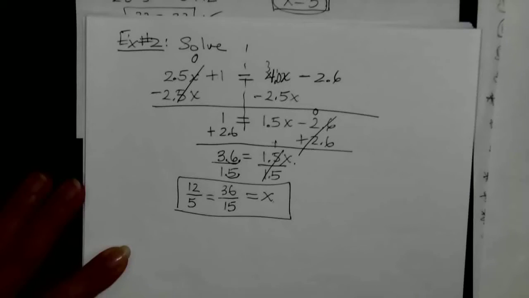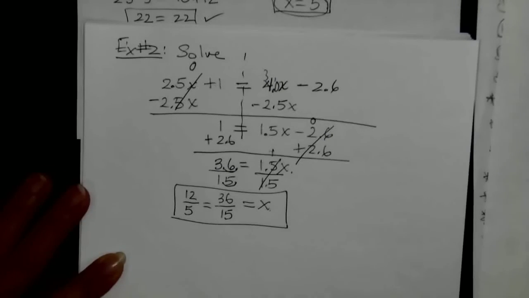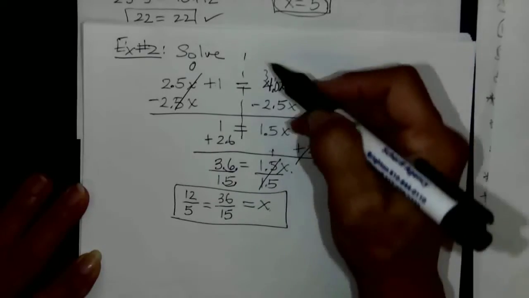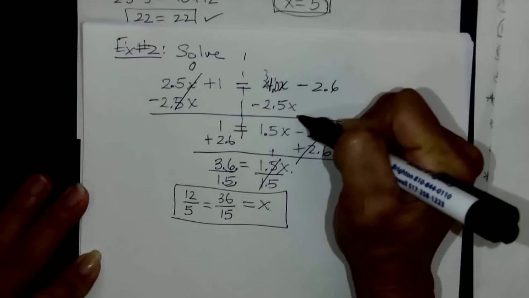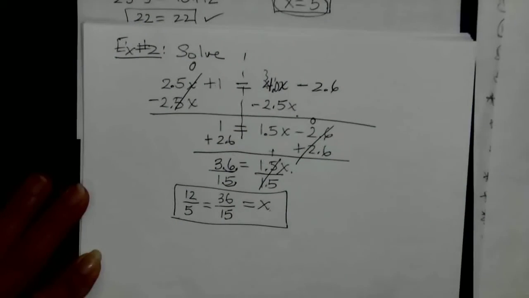Questions? How did you get 2.5 to 1.5? 4 minus 2.5 is 1.5. Oh, yeah. Okay?